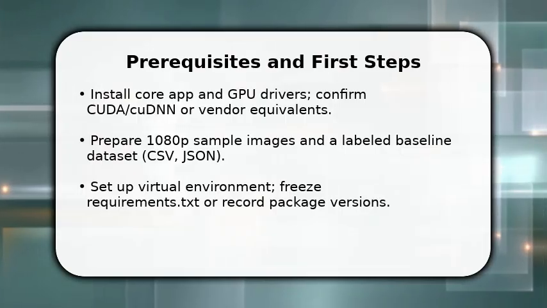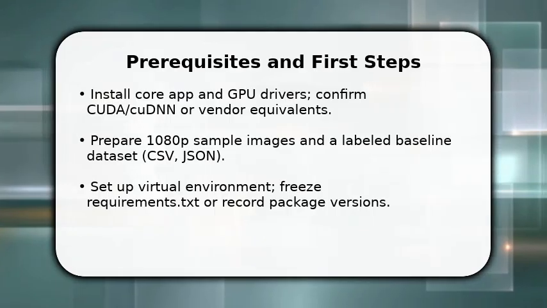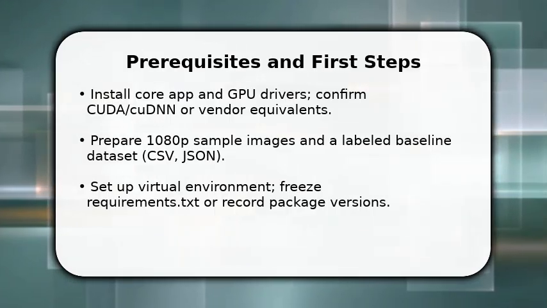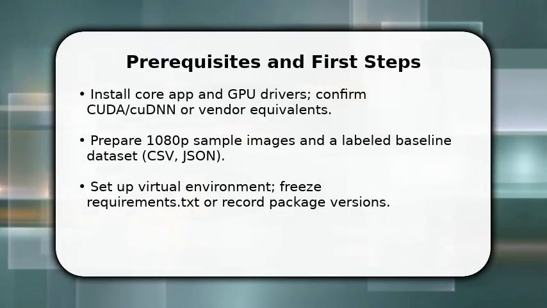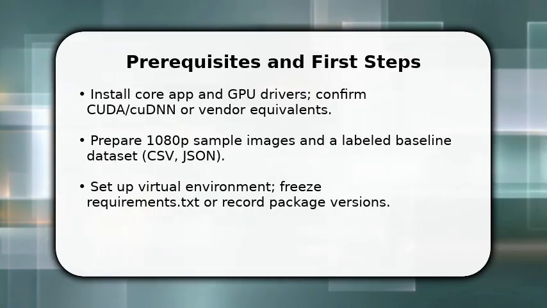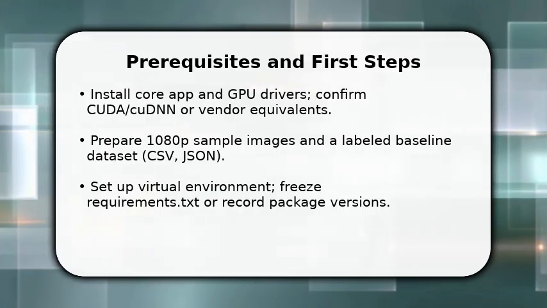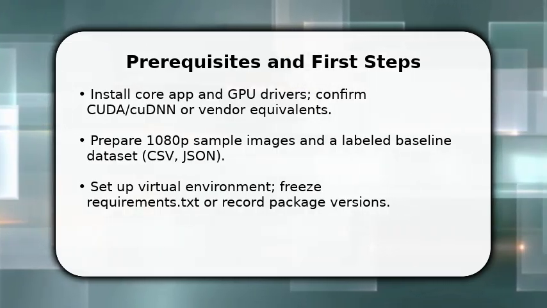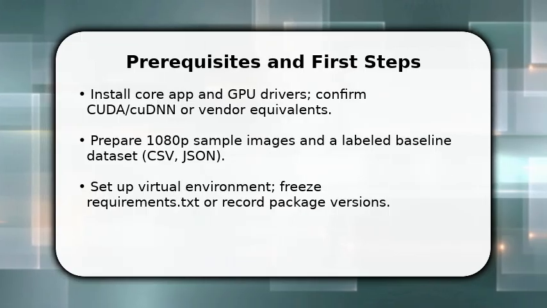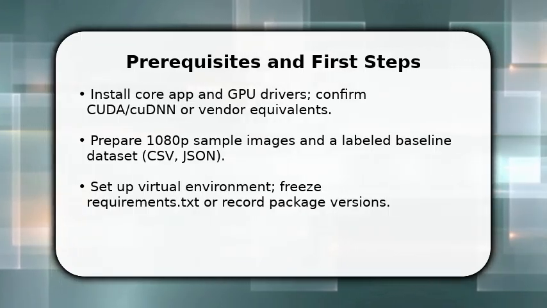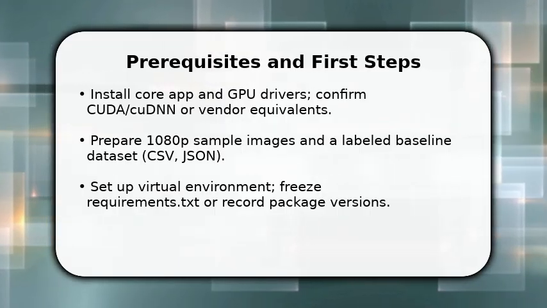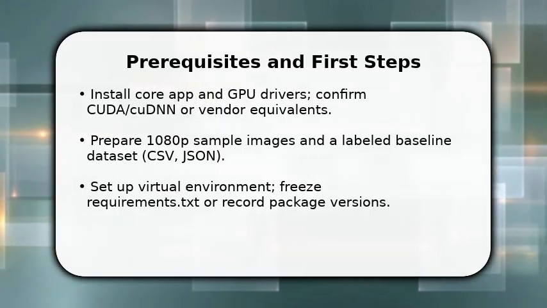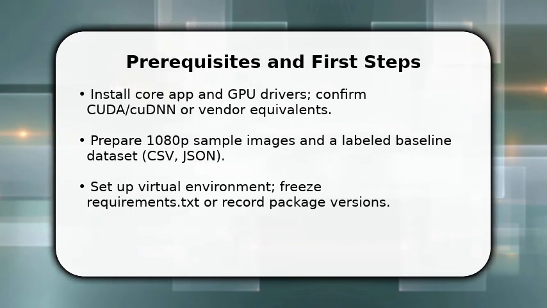You start by confirming prerequisites quickly. Install the Vision app and the correct GPU drivers, and set up CUDA or your vendor equivalent so processing runs fast. Once done, create a small labeled dataset and sample images to validate the pipeline immediately. This saves time later. Make sure to use a virtual environment and capture exact package versions so you can reproduce results. Finally, launch the app and open a new project to begin ingesting your first samples.